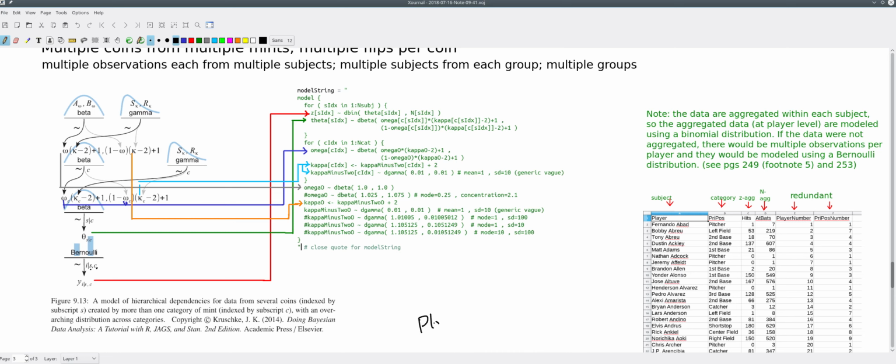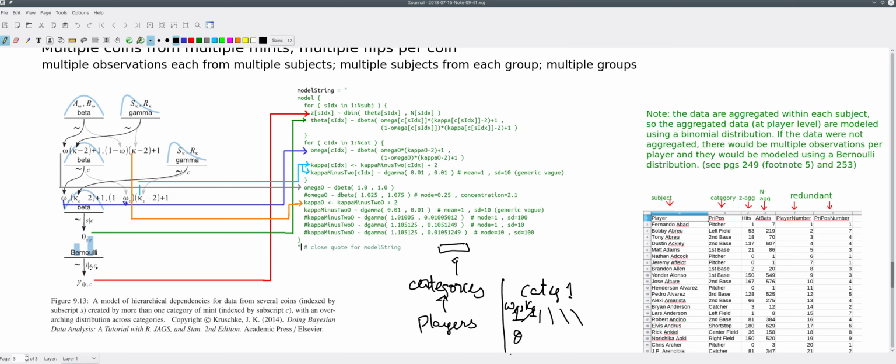So we have players who play in categories, and all these categories are at the top level. Within each category, let's say we have category 1, we have a certain number of players. Their theta is modeled based on the omega for that particular category and the shape parameter, the concentration, for that particular category. Similarly, this would be omega 1 and kappa 1. For category 2, it would be omega 2 and kappa 2 and so on.